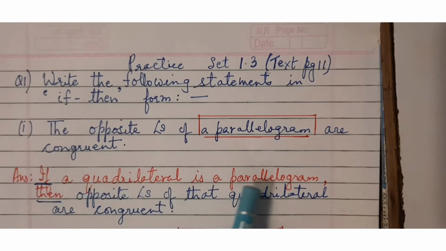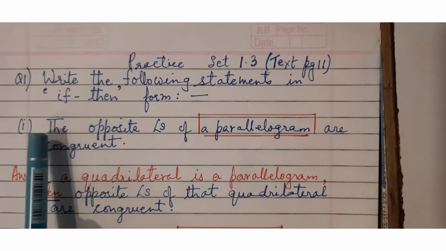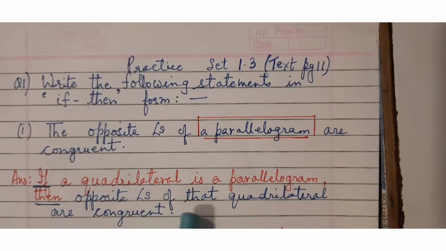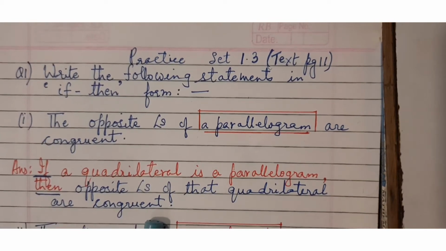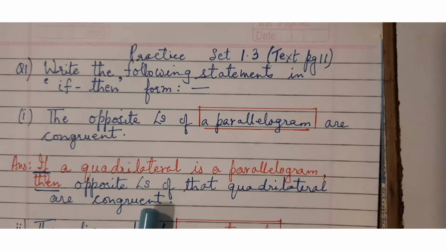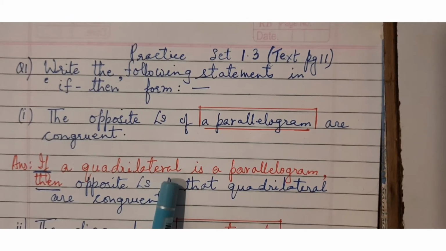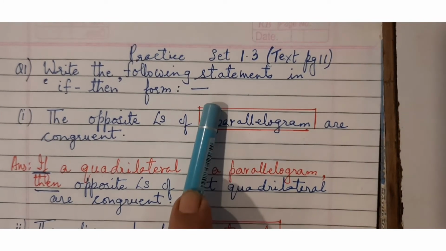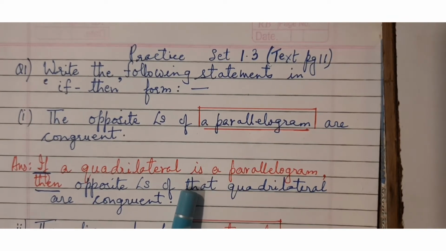If a quadrilateral is a parallelogram, then the opposite angles of that quadrilateral are congruent. Clear? See the next question. We only have to write the if-then form. Now don't write the converse of this as the answer for the if-then form. In the conditional form, we want if-then form having same meaning as the original sentence. So the converse of this will be marked wrong for you.